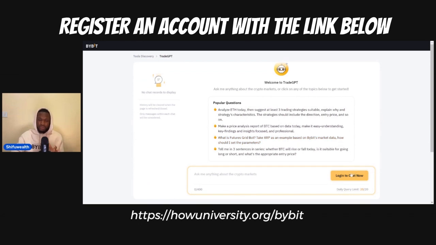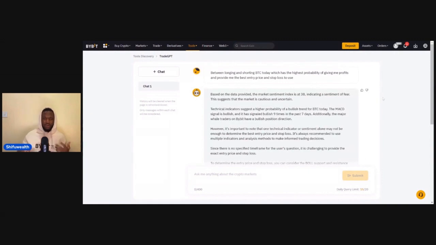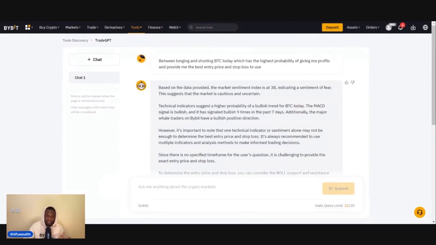Now, when you come to the tool, it asks you to log in so you can chat. So if I click on login, it's going to log me in so I can chat with the tool. I have just clicked on login. Now you see a couple of questions I have already asked this tool. We're going to look at the questions I asked, the answers it gave, and also ask it extra questions right here live.